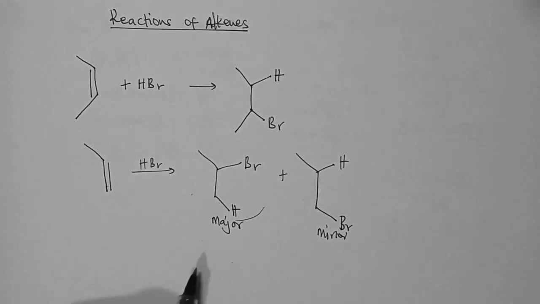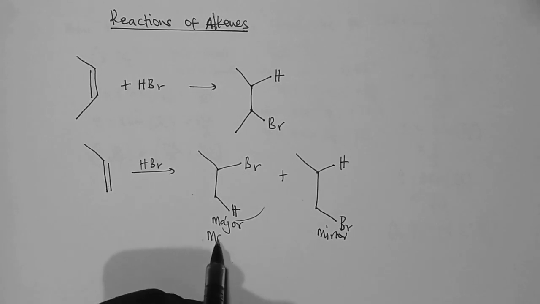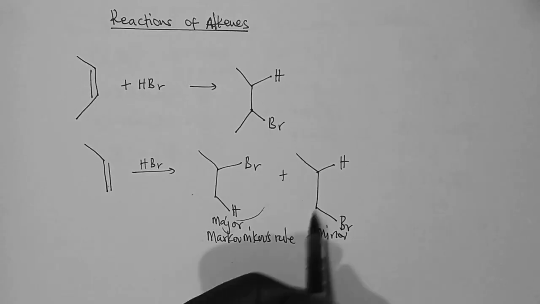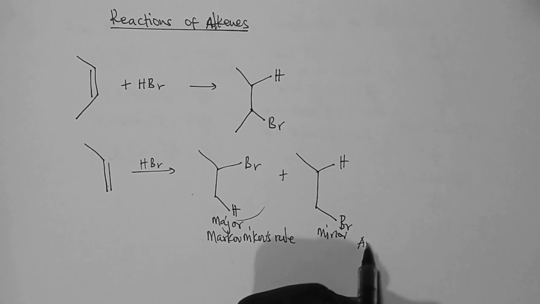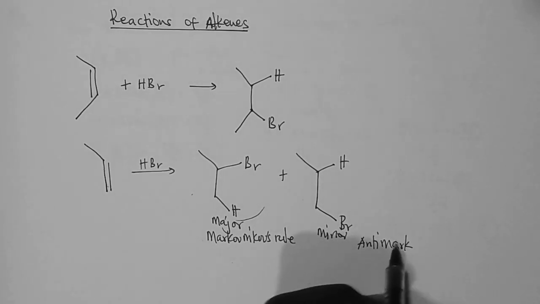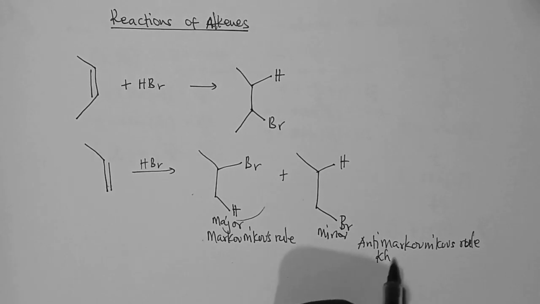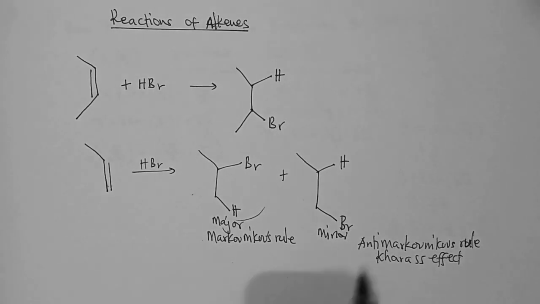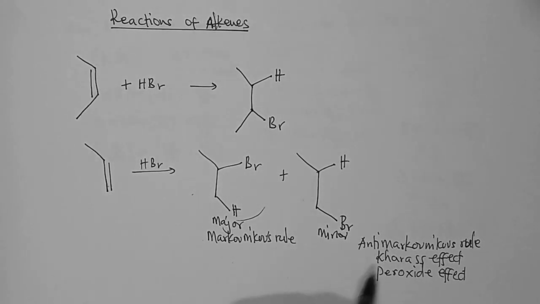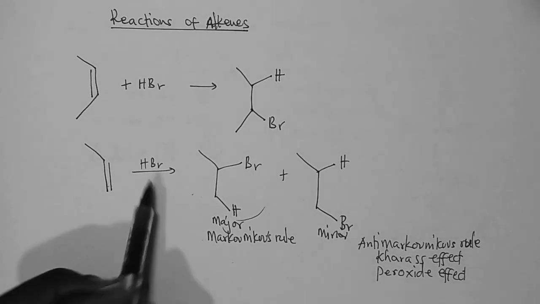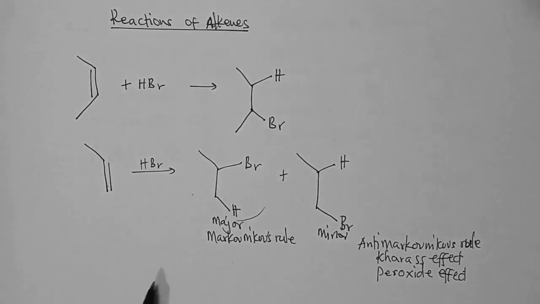So this major product obeys what is called the Markovnikov's rule, and then this minor product obeys a rule that is called the anti-Markovnikov's rule. It is also called the Kharasch effect, or another name it is also called is the peroxide effect. Now, there is a little addition to the formation of this molecule. When we come to the Kharasch effect, I will explain more, because for the starting reagents, we need to add something more to it.